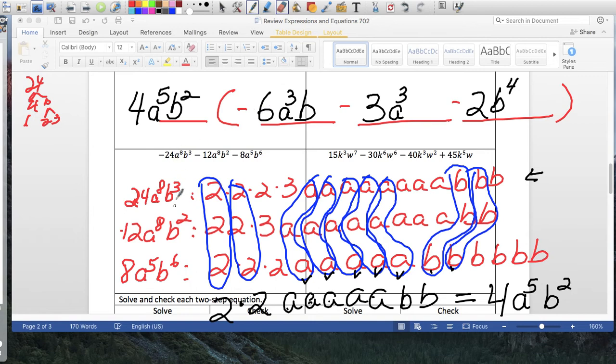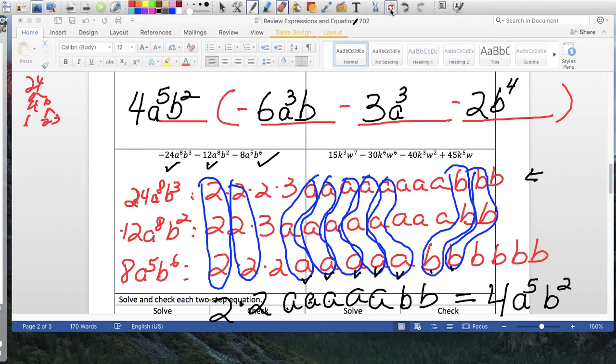Now let's multiply this. 4 times negative 6 is negative 24. a^5 times a^3 is a^8, and b^2 times b^1 is b^3. Check. So this is check. Positive and a negative is a negative again. 4 times 3 is 12. Check. a^5 times a^3 is a^8, and b^2 multiplied by this empty space is just b^2. Check. Last one. 4 times negative 2 is negative 8. Check. a^5 times no A here, it's going to be a^5. And b^2 times b^4 is b^6. Check. So this expression is what I'm looking for.